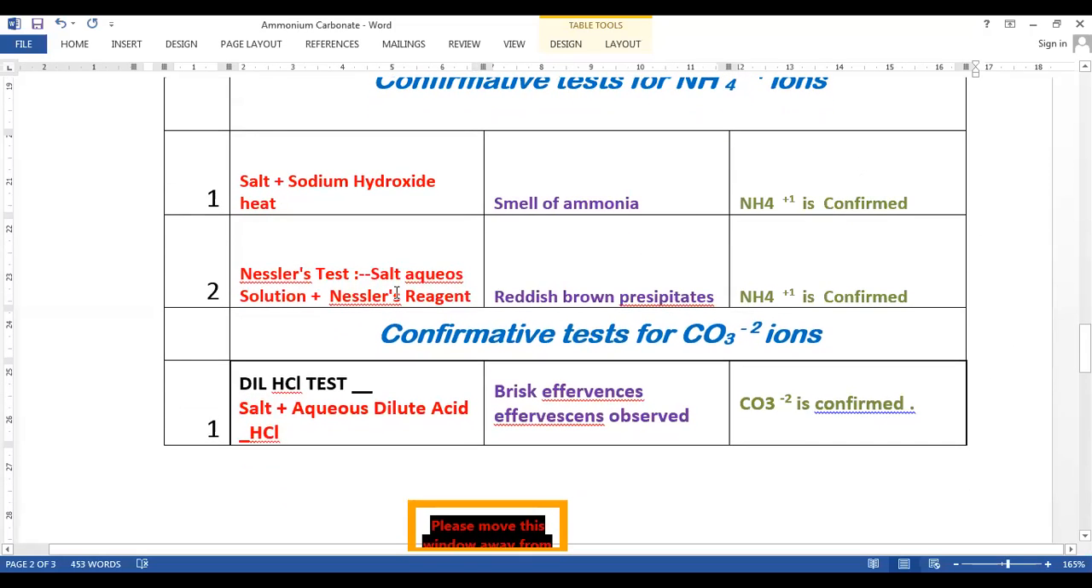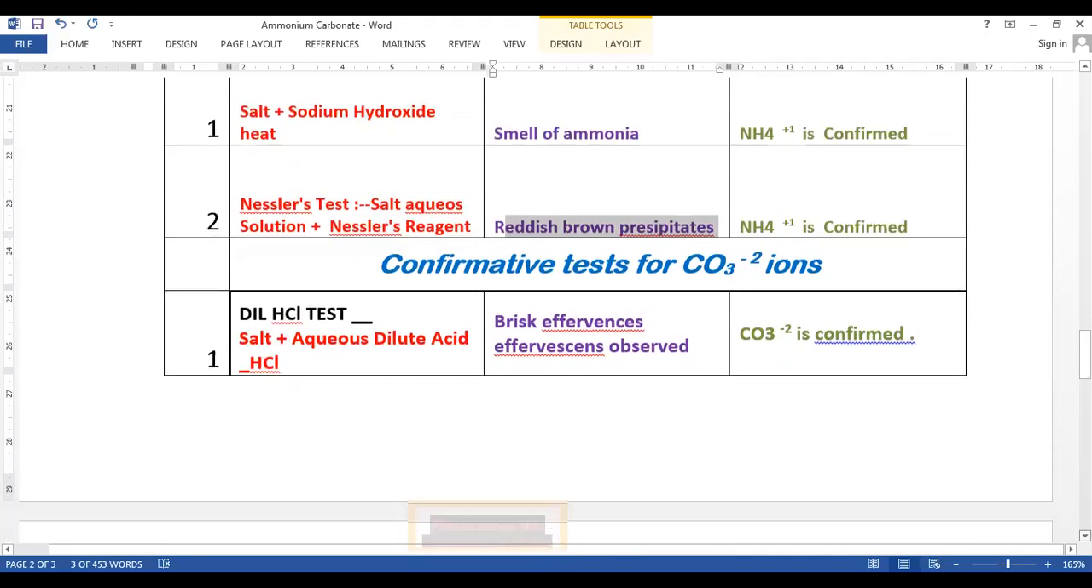Then the next test that we are going to perform is the Nessler test, my dear students. So we'll take the salt aqueous solution and we'll add the Nessler's reagent. You can see that reddish brown precipitates are being produced, as we have just seen, and that is what confirms the presence of NH4 plus ion, my dear students.